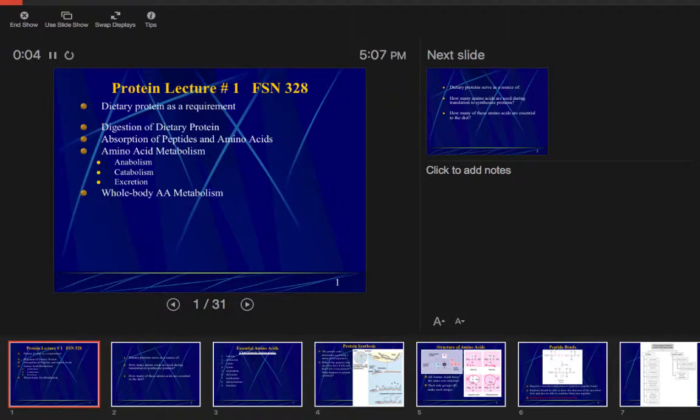Search Protein Lecture 1. The outline of this lecture is dietary protein as a requirement. We'll talk about why we have to eat it. Then we'll talk about digestion of dietary protein, and then absorption, and then amino acid metabolism, which I don't know how much you've talked about in other classes. We're going to go kind of light on this.